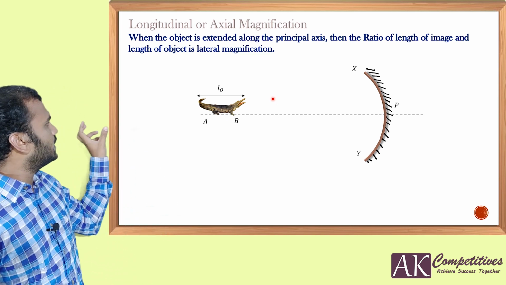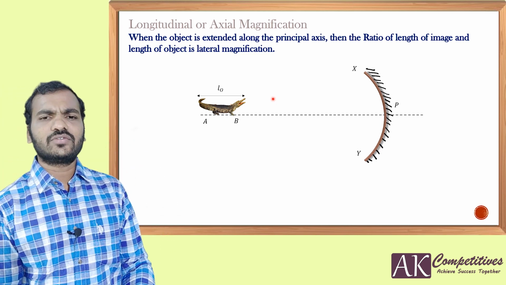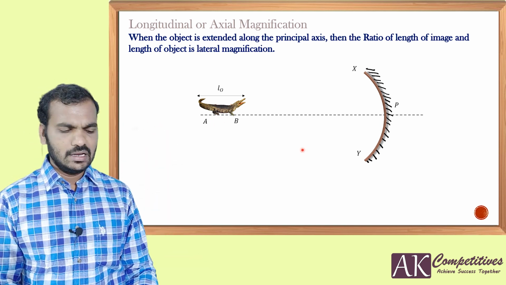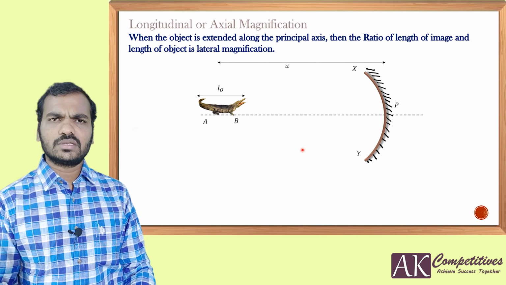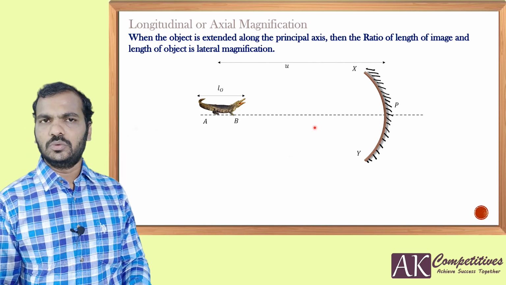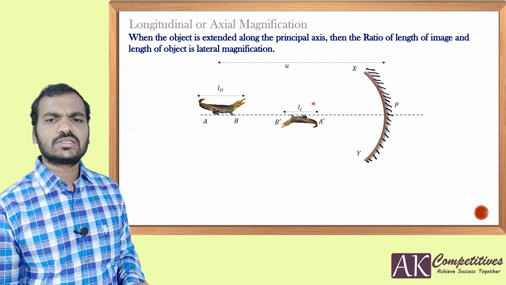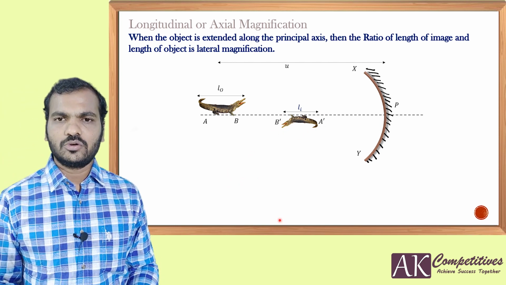Okay, L0 is going to be the length of the object, which is going to be along the principal axis. Okay, along the principal axis you can see this. Now if the distance of the object is u, then the image is going to be formed as shown in this. The image is going to be formed like this, where Li is going to be the image.